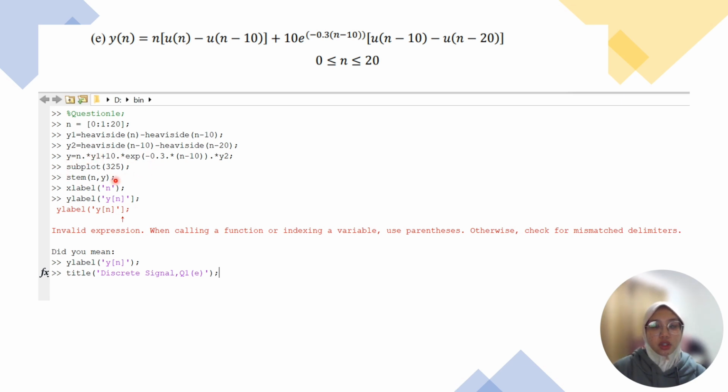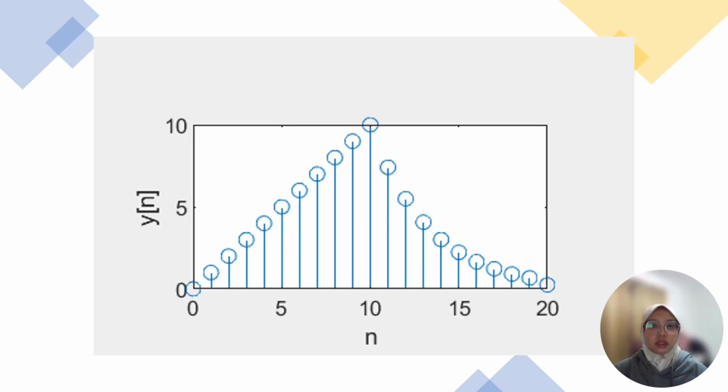So the subplot is 3, 2, 5. So the figure will have 3 rows, 2 columns, and will be focused on the fifth subplot. So for the stem, we will plot n on the x-axis and y on the y-axis. So this is the correct one plus the title. This is a unit step graph ranging from 0 to 20 that we set in the coding, and n is on the x-axis and y[n] is on the y-axis.